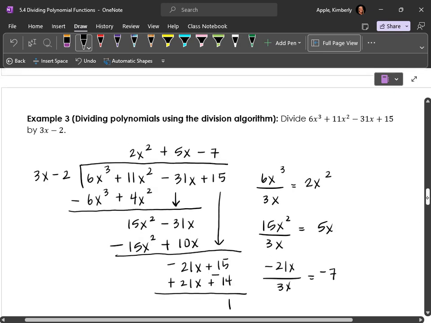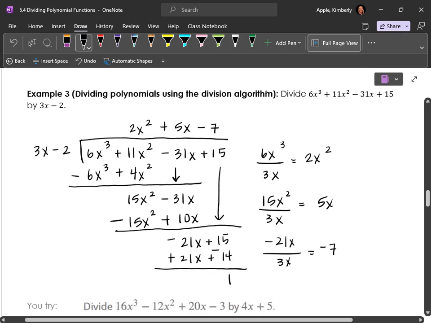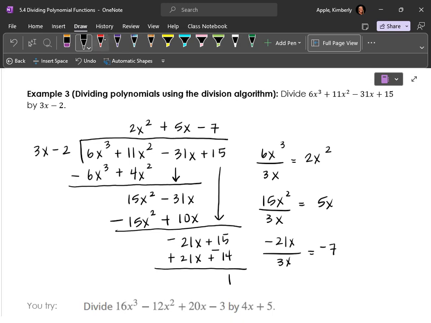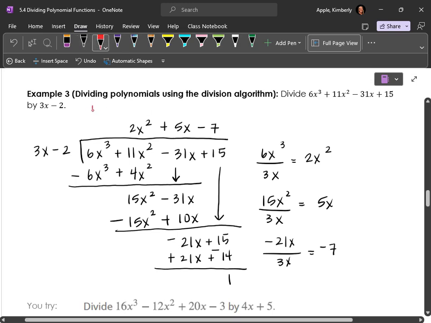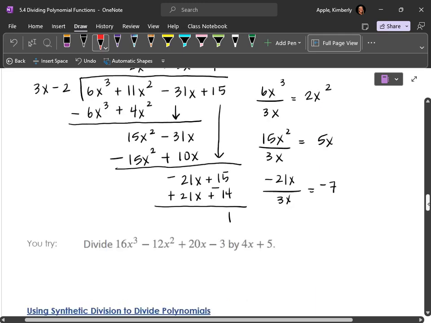And so to write this in the form of the division algorithm, remember we're going to write, let me write it in red, we'll write 6x to the third plus 11x squared minus 31x plus 15 equals the divisor times the quotient plus the remainder, which is 1. And so that's all done. These are not factors of this polynomial because we have a remainder that's not 0.